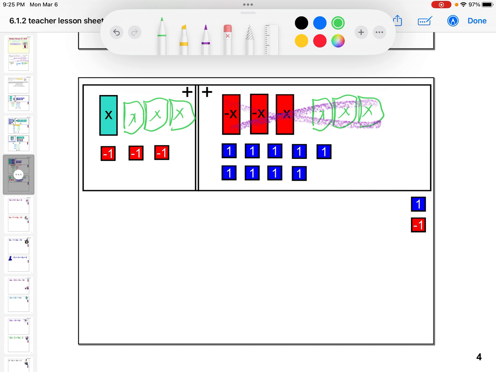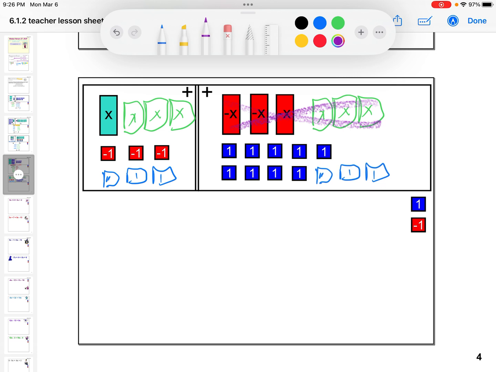So now what? Let's recheck. I have no X tiles on the right. I have 4 positive X tiles on the left. I also have 3 -1 tiles, and on the far right, I have 9 of those. So let's move these other 3 over, right, by adding a positive 3 tiles here, right? So let's grab those, copy them, because we're going to add those over here.